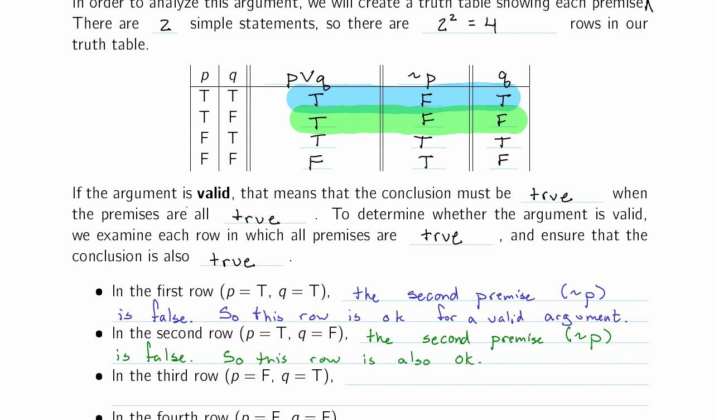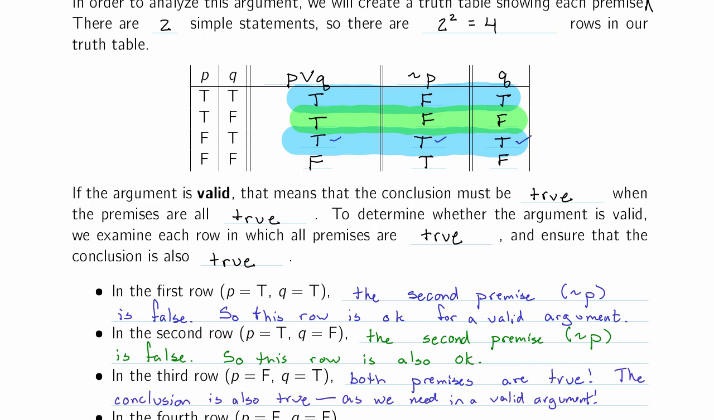In the third row, where P is false and Q is true, well, here we see that both of the premises are true. Okay, in a valid argument, when we see that all the premises are true, we expect to see that the conclusion is also true. And in this row, that is what we see. So this argument is doing exactly what we want a valid argument to do in this row. All the premises are true, the conclusion is also true. So that row is very good for this argument being valid.